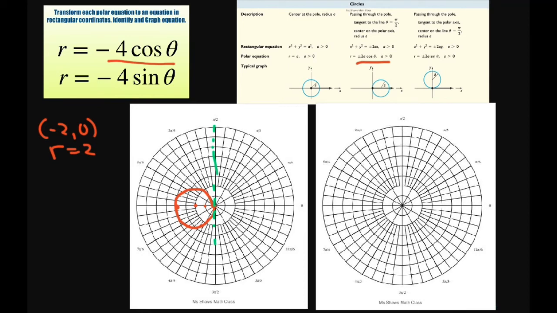All right, the second one we had 0 comma negative 2, and our radius was 2. So we're going up 2. The radius is 2, so go down 2, up 2 more, and then try to draw this little circle here. There's your circle. This one is this form. It's tangent to the polar axis, and then it's centered on the line theta equals pi divided by 2.